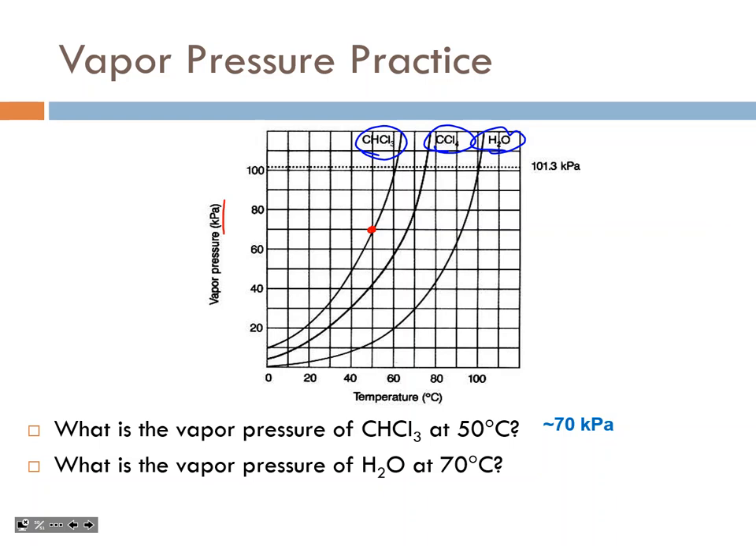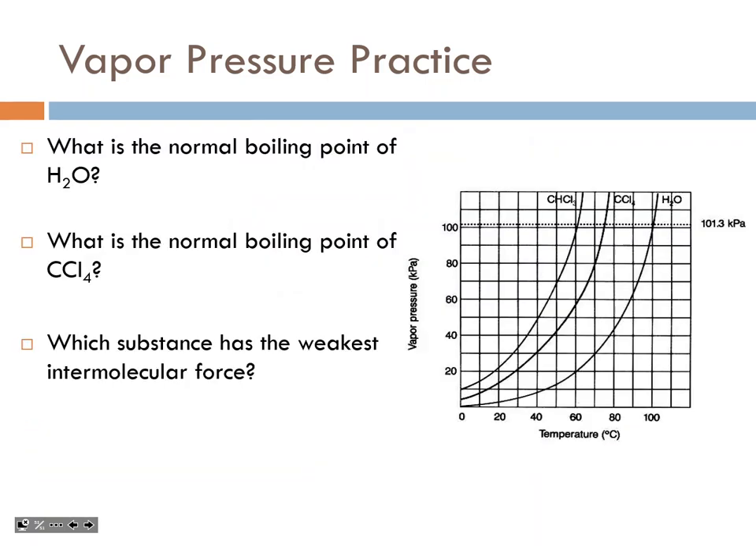So vapor pressure of water at 70 degrees. Paying attention to our graph here, we go to the 70 mark, right about there. And that one's going to be approximately 30. Very good. Couple other little questions.